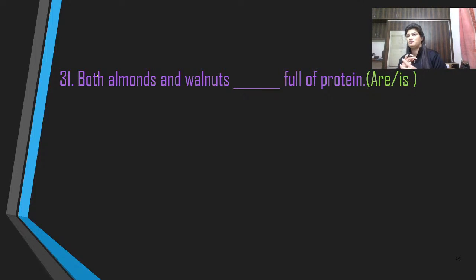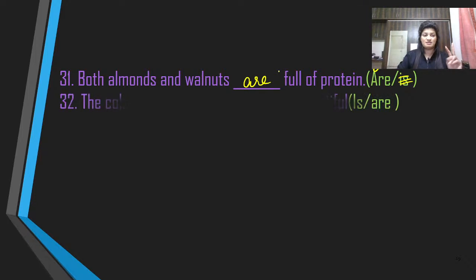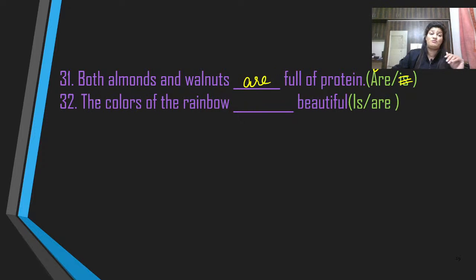Why? Where's your answer? The answer is are and not is, because we are talking about two different subjects over here. Hence, it makes a plural subject. And of course, you have both. Both is a plural indefinite pronoun. Therefore, plural. Next: the colors of the rainbow dash beautiful. Now be careful, there is a prepositional phrase, therefore be careful and then decide what type of verb you are going to use.